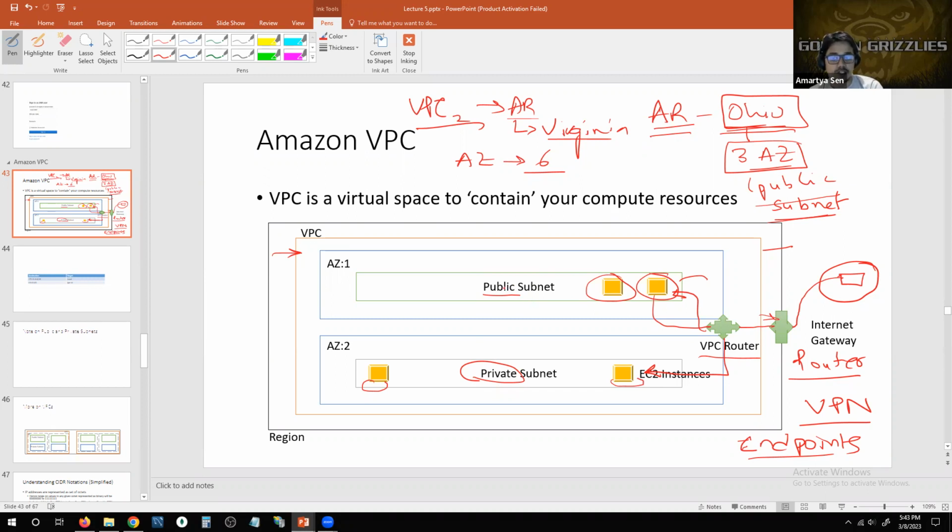Now, each of these subnets can either be present in a consolidated fashion within a single availability zone, or can be declared across all of the different availability zones present within that region. So as we just discussed, the default architecture of a VPC creates one public subnet per availability zone for a given region.